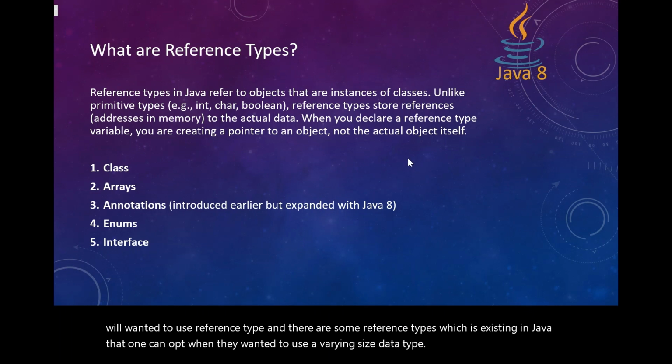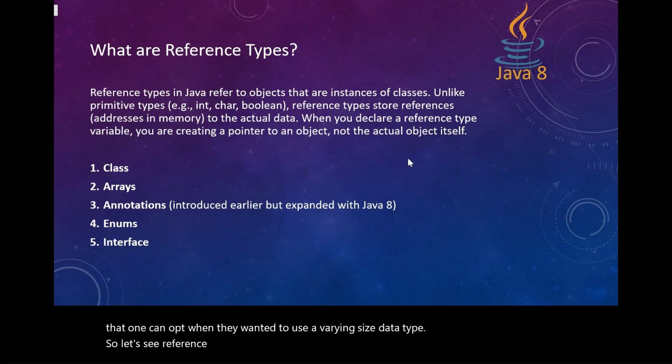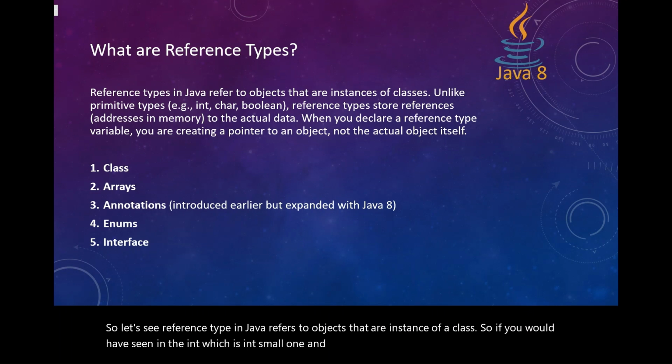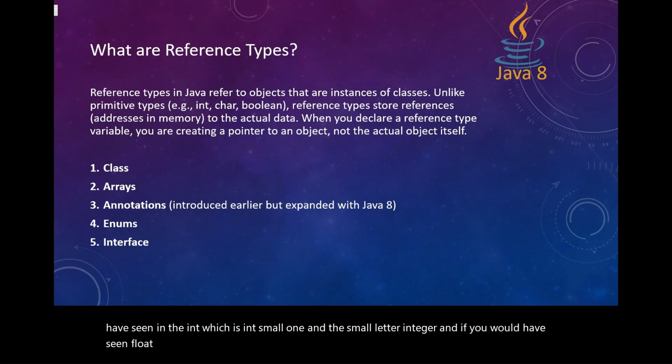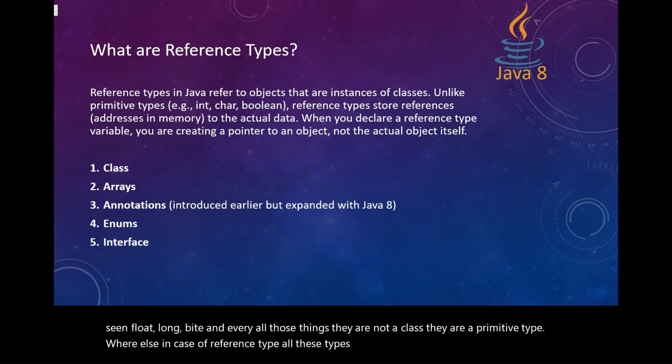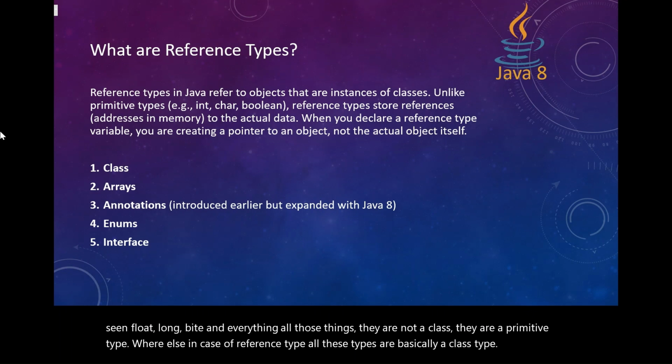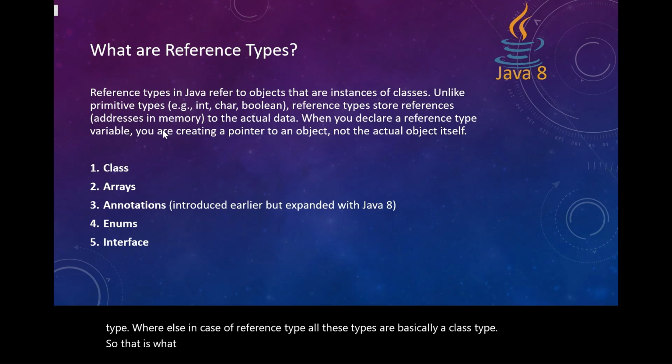So let's see. A reference type in Java refers to objects that are instances of a class. If you would have seen int, the small-letter int, and the integer, and float, long, byte and all those things, they are not a class. They are primitive types. Whereas in the case of reference types, all these types are basically class types. So that is what has been given in this definition.